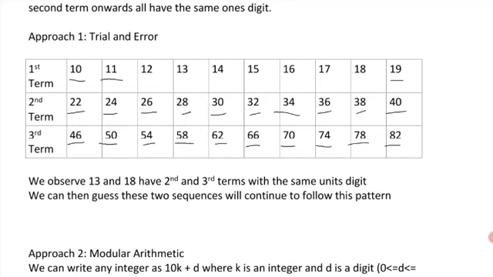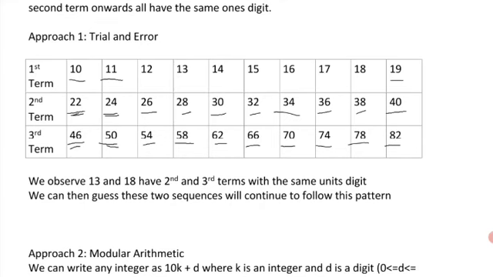Now, we know we're looking for sequences where the ones digit of the second term onwards is all the same. So comparing the second and third term for each of these here, we see that, for example, for a second term of 22 and a third term of 46, they don't have the same ones digit. So this is not a sequence that we're looking for. Similarly, for a second term of 24 and a third term of 50, again, they don't have the same ones digit. So this is not a sequence that we're looking for.